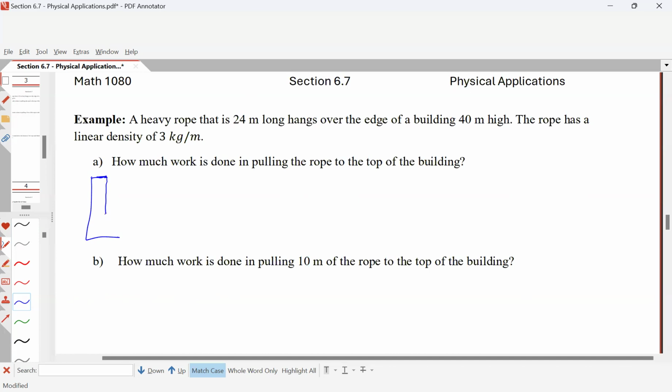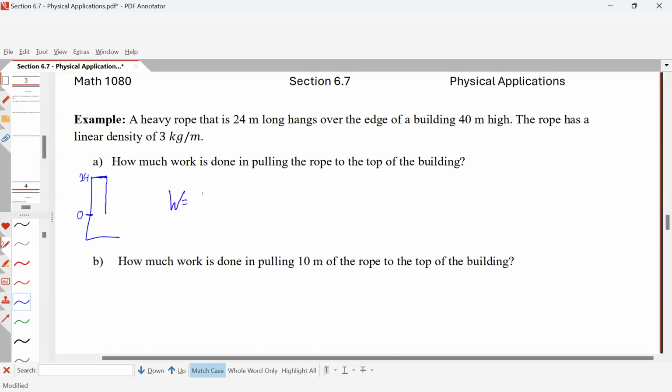We have the chain hanging down. Well, we don't actually care how tall the building is. We just care how long the chain is, or the rope. It is 24 meters long. Bottom of the rope, 0. Top of the rope, 24.